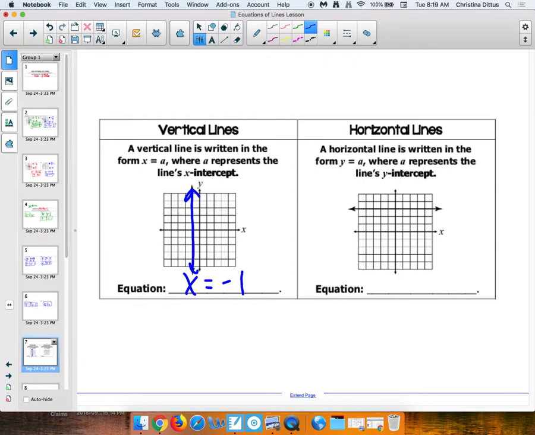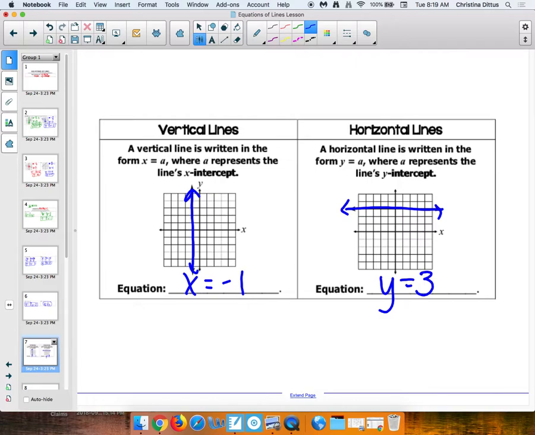If it goes left to right, that is a y equals equation because x is 100 different things. y stays the same. What value is that? 3. So we just have y equals 3.